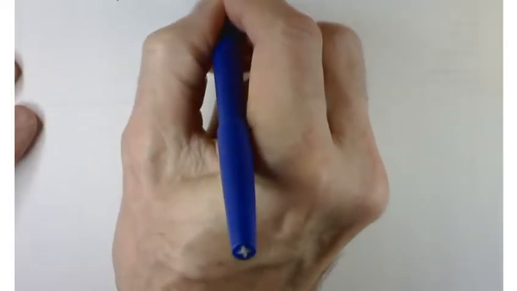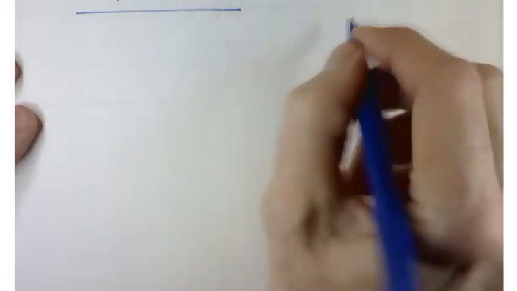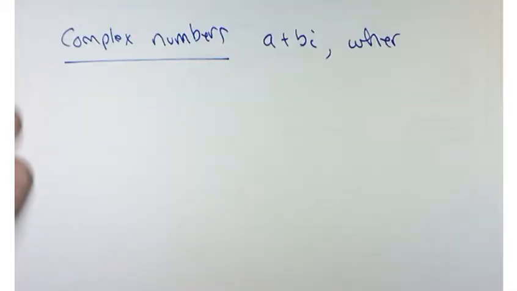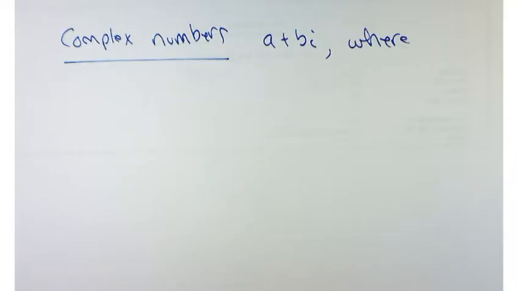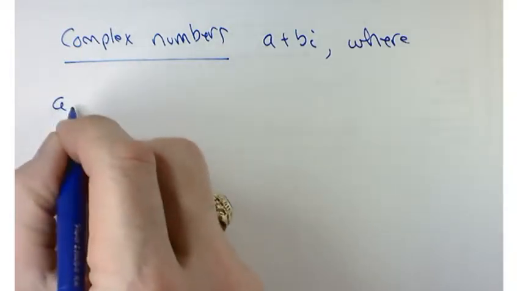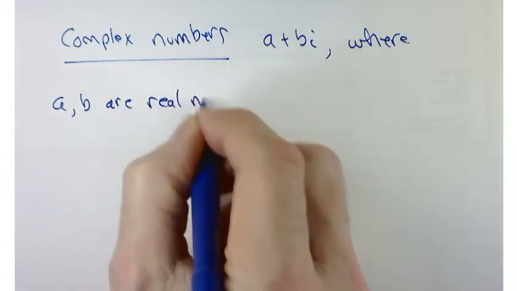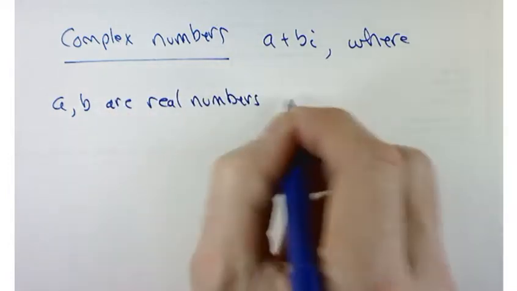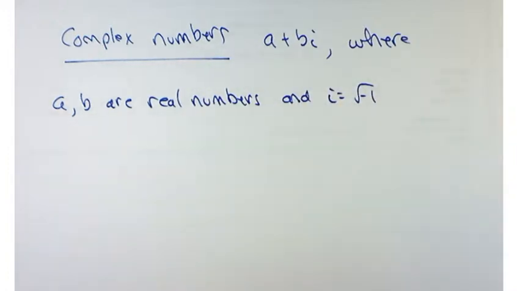But complex numbers look like this. They're going to be a plus b times i, where a and b are the real numbers, things that you're familiar with. And i equals the square root of -1, of course.